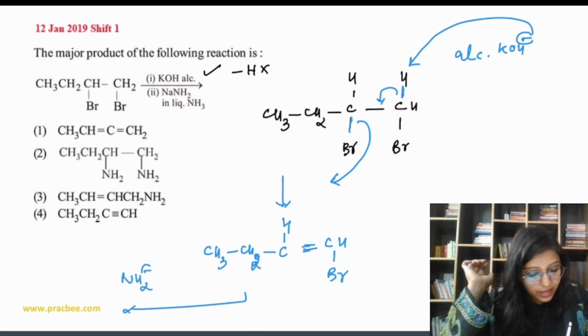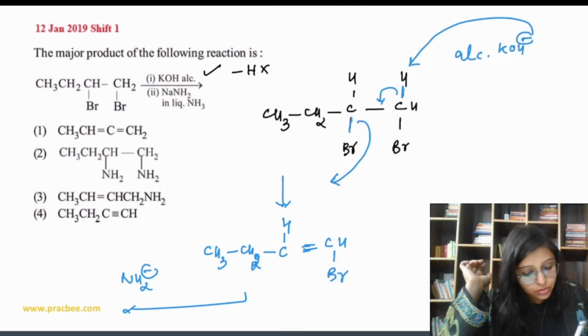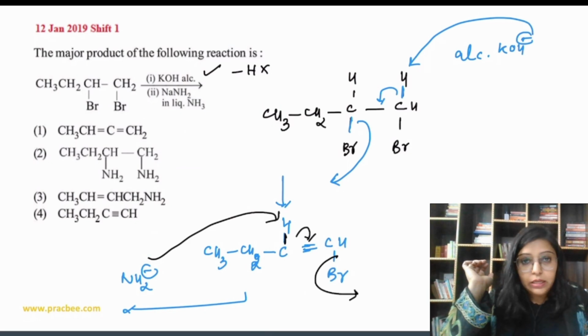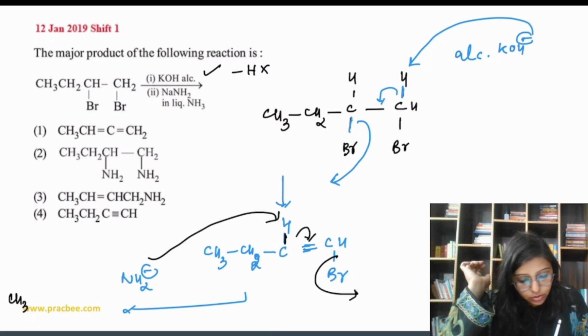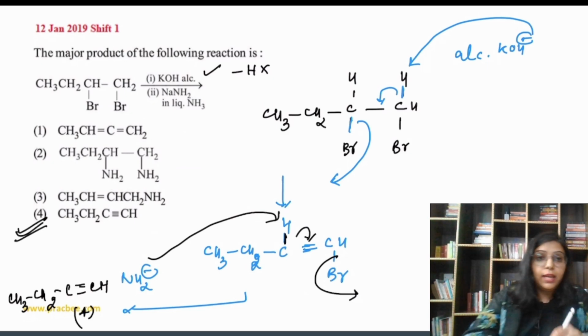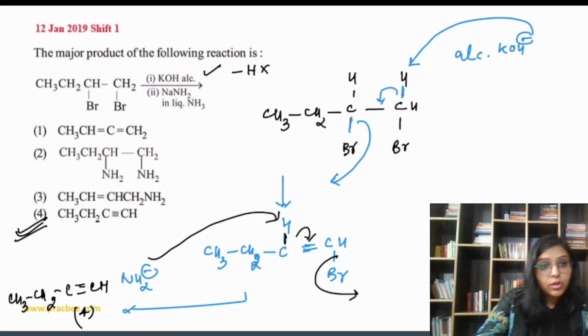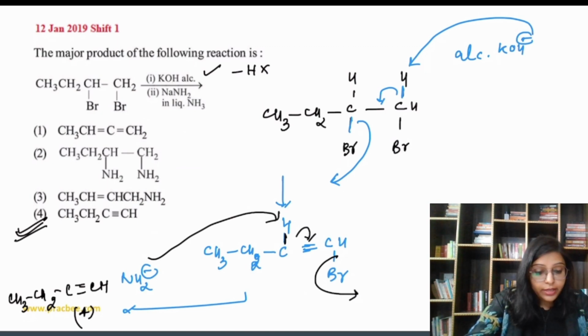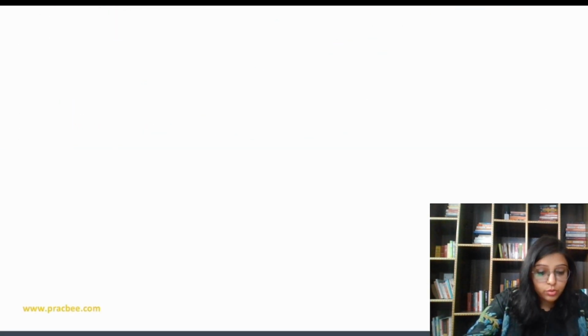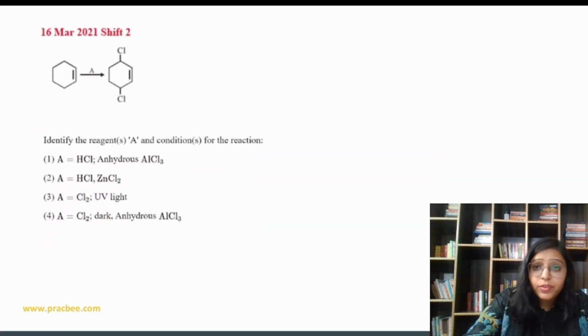Now next, NaNH2. So NH2 minus, right? So it takes this hydrogen, the electrons of this bond shift over here and Br leaves. So we get CH3, CH2, C triple bond CH. So option 4 is going to be the correct answer. Clear or not? Option 4 is going to be the correct answer. That's it. Now let's do the next question.